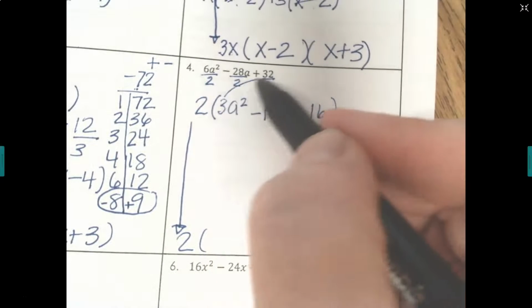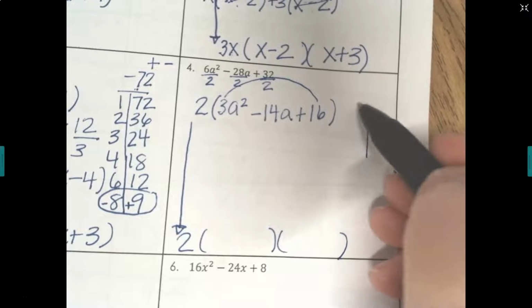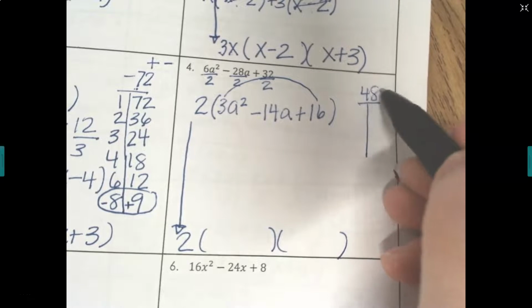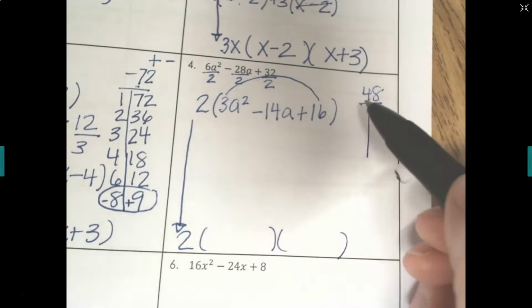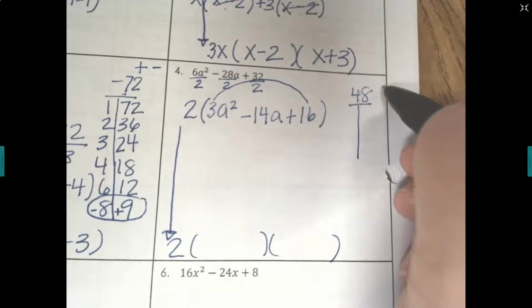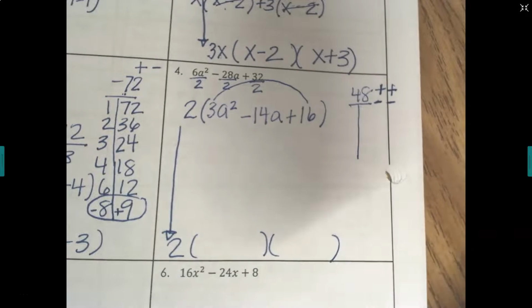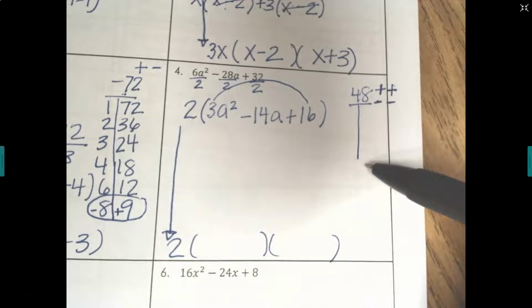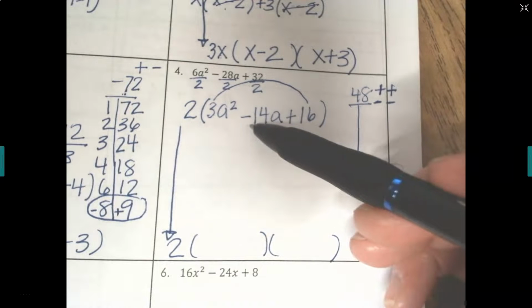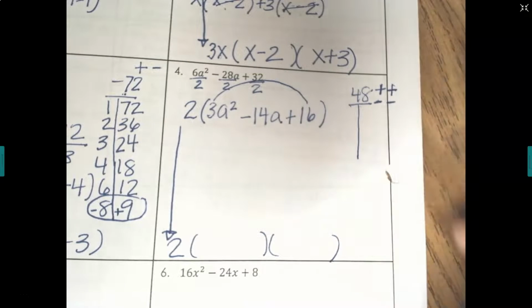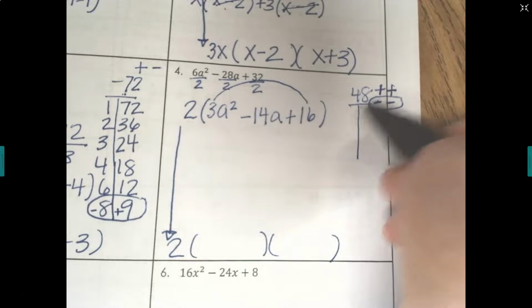I'm going to take 3 times 16, which gives me a positive 48. Now, to have two numbers multiply and give me a positive number means they're either both positive or both negative. We don't know. We don't see the factor pairs yet. But I know that they're going to have to add to this negative 14, which means my pair are both going to have to be negative.